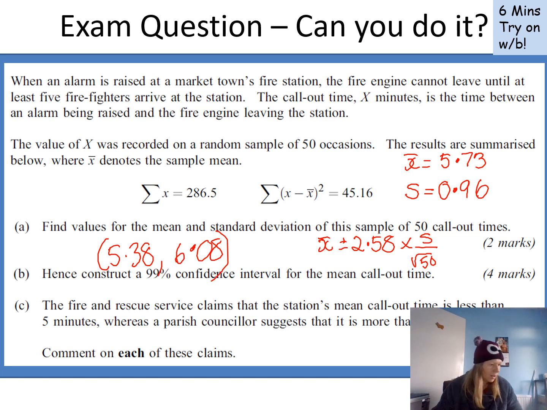Whereas the parish grumpy councillor suggested it took more than, oh, can't see because I'm in the way. I'll read my sheet. More than 6.5 minutes. Well, he's a grumpy old man as well, because it doesn't take over 6.5 minutes, because the upper limit of the mean time is 6.08 minutes. So both of these claims are rubbish because they're not inside the confidence interval for our mu.